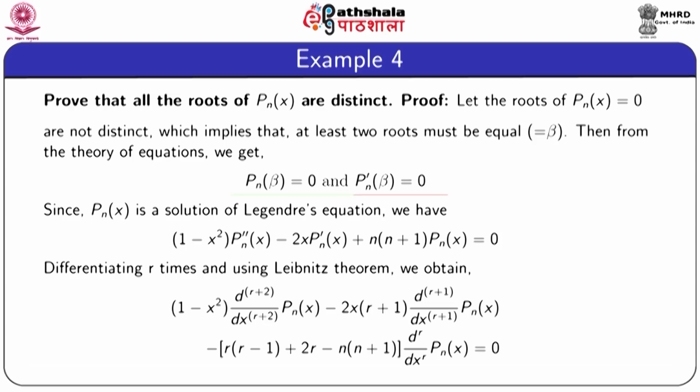Now, since Pn(x) is a solution of Legendre's equation, we have that (1 − x²) P''n(x) − 2x P'n(x) + n(n + 1) Pn(x) is equal to 0. That is, Pn(x) satisfies Legendre's equation. We now use Leibniz theorem and differentiate this expression r times. If you do that, after a little simplification, you will come across this particular expression.